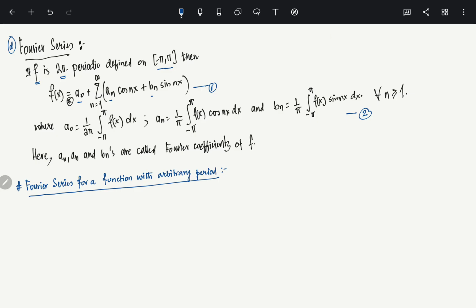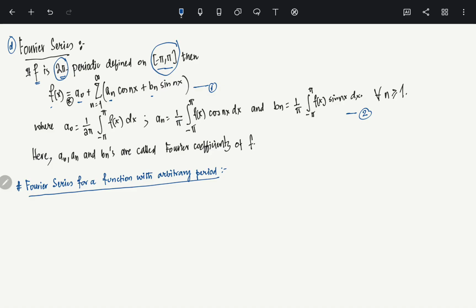So up till now, what did we learn? If we recall, if f is a 2 pi periodic function, defined between minus pi and pi, then you can write f of x as a naught plus sum of a n cosine nx plus b n sine nx, where a n's and b n's are the Fourier coefficients, which are given by these formulas. This is what we learned, right?